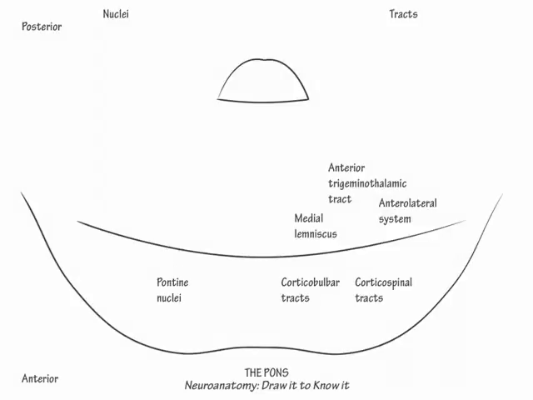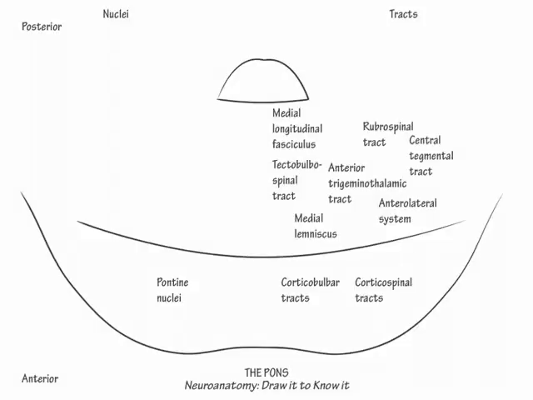Indicate that the medial longitudinal fasciculus and the tectobulbospinal tract descend the dorsal midline tegmentum, whereas the rubrospinal and central tegmental tracts lie laterally. They shift progressively laterally as they descend through the pons and medulla.